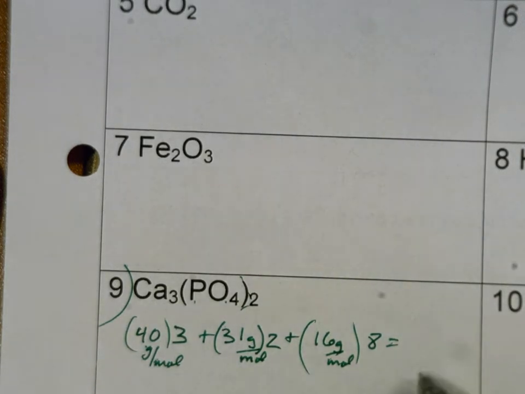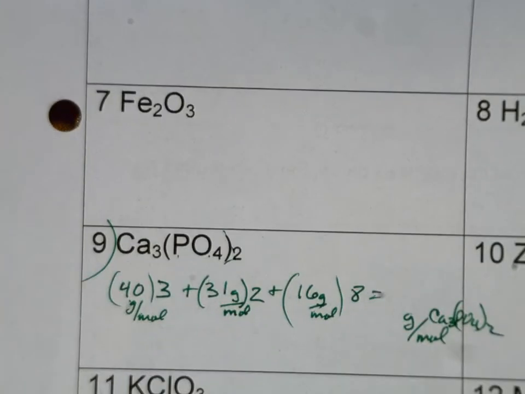I'm not going to do it for you, but the answer will be in grams per mole, and that'll be of Ca3(PO4)2, like that. So that's how you work those out.